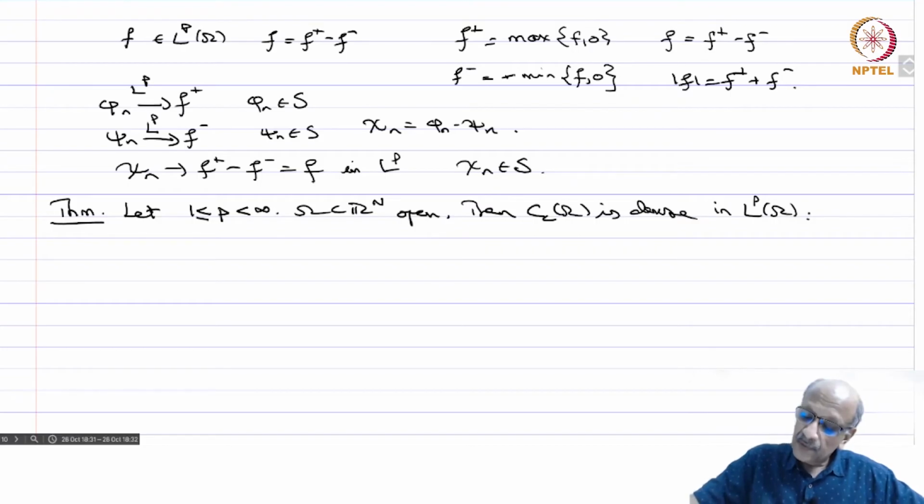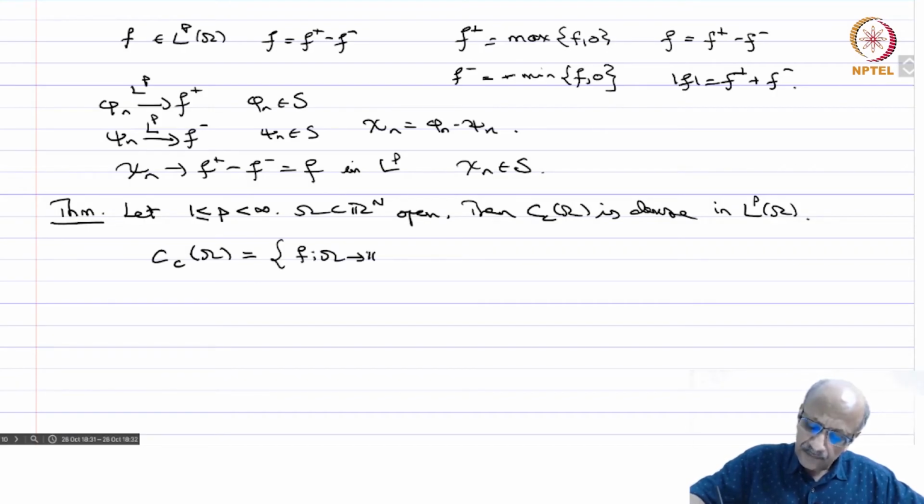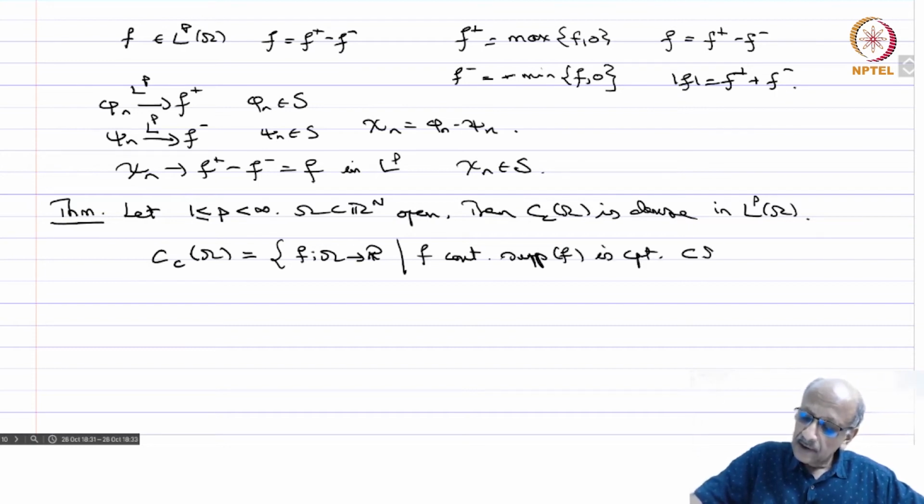So what is Cc of omega? So Cc of omega equals the set of all f from omega to R such that f is continuous and the support of f is compact and contained in omega.